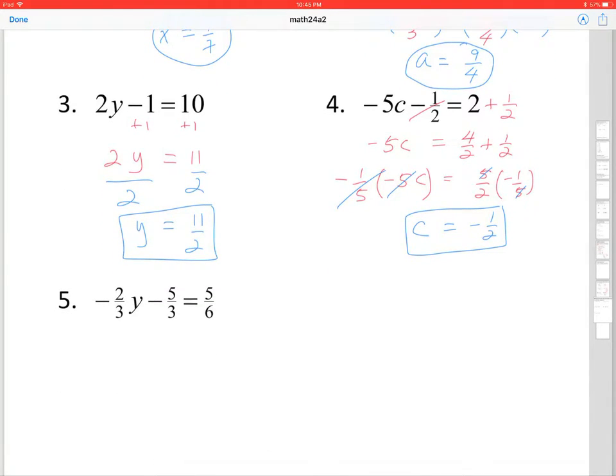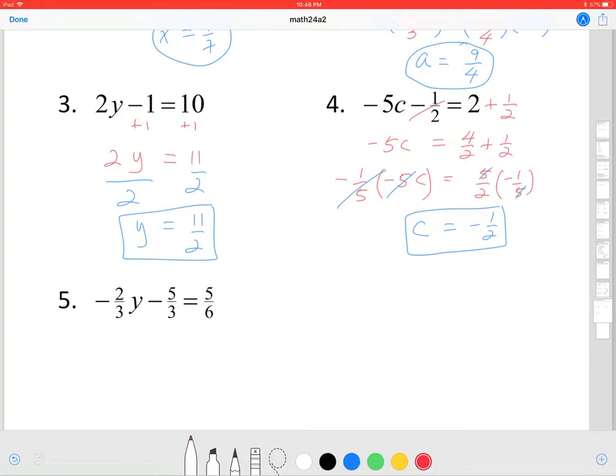Okay, number 5. As you can see, we've got all 3 fractions. Okay, let's first do it step by step. So I'm going to remove negative 5/3 by adding 5/3 to the other side. So I have negative 2/3 y is equal to 5 over 6 plus 10 over 6, rewriting 5/3 as a fraction with denominator 6. So what I have is negative 2/3 y is equal to 15 over 6.